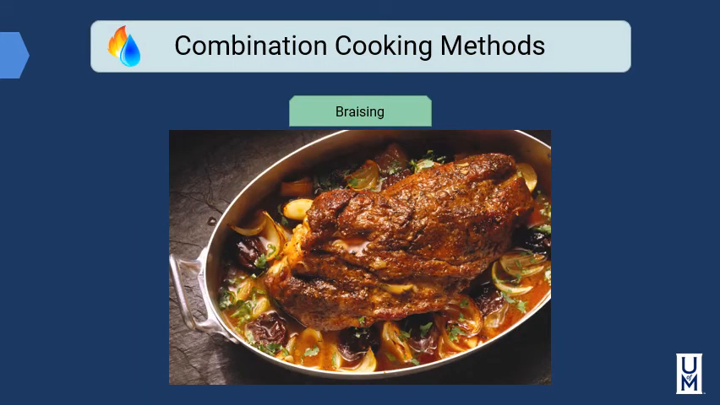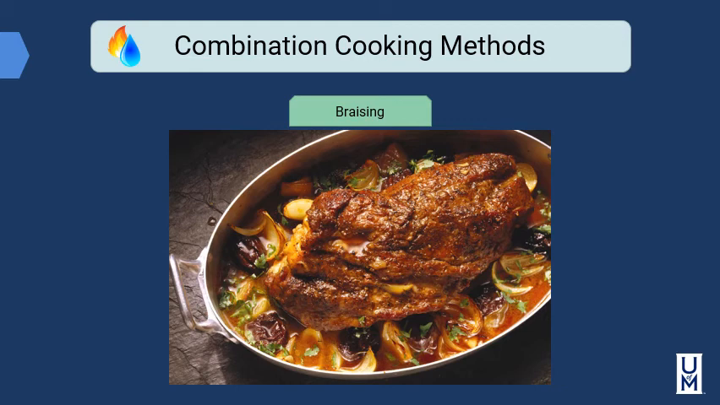Braising is probably my favorite cooking method of all times. It's a combination cooking method, which means that it takes the best of both worlds. If we sear the piece of meat first, that's going to be our dry heat cooking method, and then we put it in this liquid bath where it's only about halfway up the amount of the food, and we cover it and put it in the oven and just let it do its thing for however long it takes. Such as the example of this pot roast.